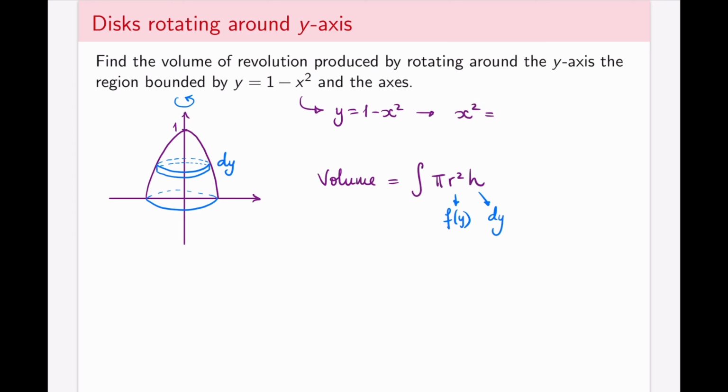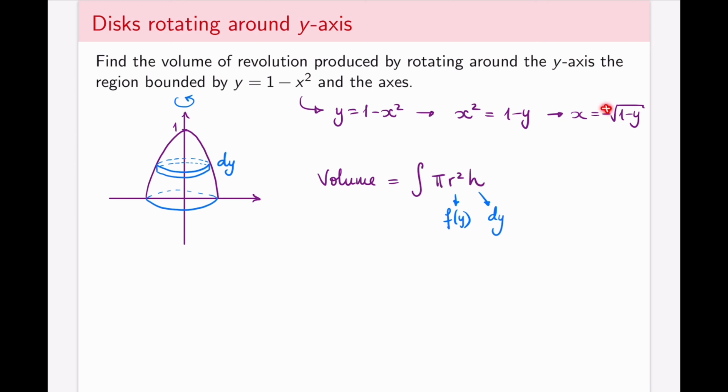So I'm going to have x squared is going to be 1 minus y, which means that if I take a square root, I'm going to get plus or minus square root of 1 minus y, and now I have to decide, do I take the positive or the negative? And it's kind of like the same exact thing as with the circle and sphere example.